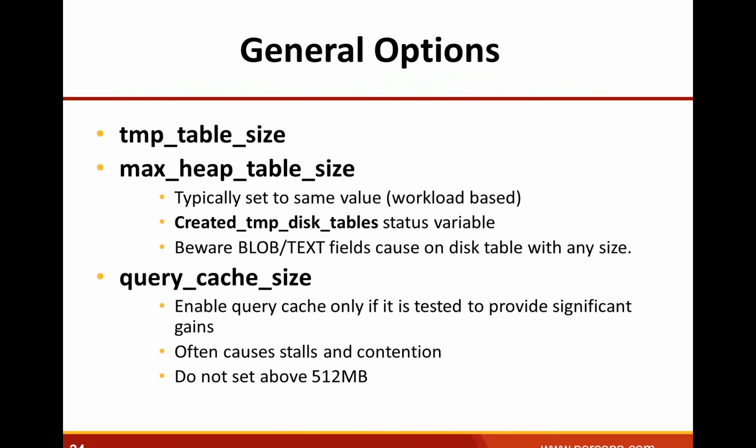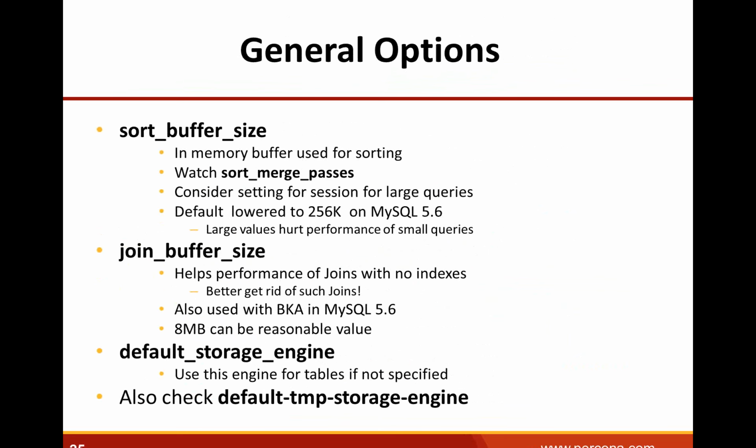If you find it makes sense for your application to use it because you have a lot of repeated queries and you don't use memcache or any other external cache, you can set it to some value, but don't set it to gigabytes. I would say somewhere between 256 or 512 megabytes is the maximum feasible practical value for this variable.